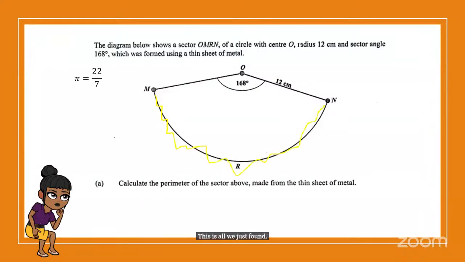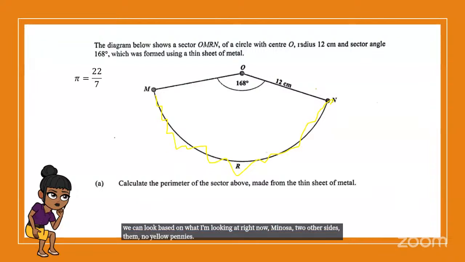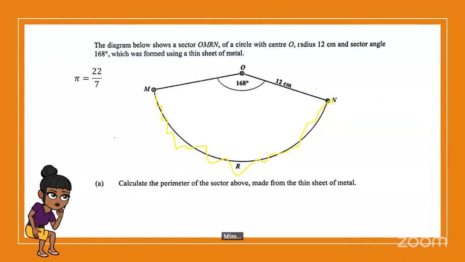The curved portion here. Is that the perimeter of this shape here, sir? Is this the perimeter of the sector? No, miss. What do we do to get the perimeter of the sector? So we have the curved part. Because remember, the perimeter is the distance along the boundary of the shape. Based on what I'm looking at right now, two of the sides are 12 centimeters on both sides, right? Yes, because we're looking at the distance along the boundary.